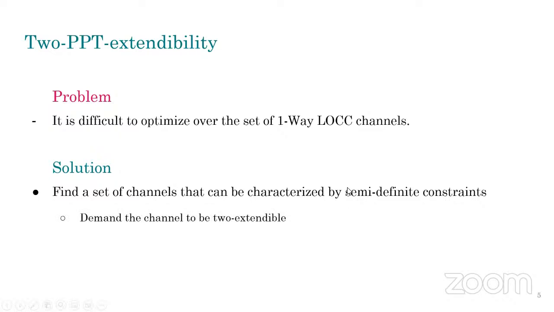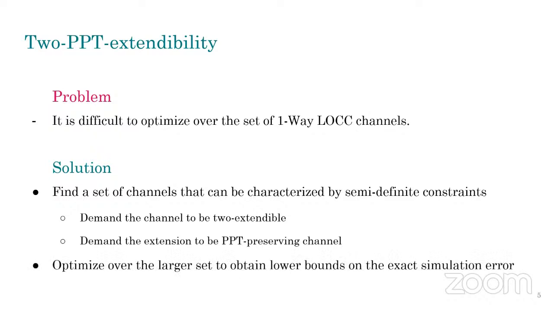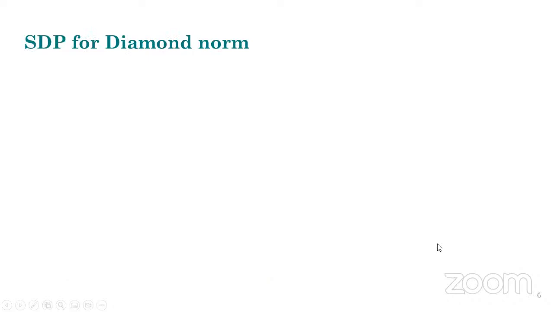So to find this set of channels, we demand that the channel be 2-extendable and that the extension be PPT preserving channels. So we know that 2-extendable channels contain the set of one-way LOCC channels, and so do PPT preserving channels. And so we want to look at a set that is as small as possible. And then we're going to optimize over this larger set, a relaxation of the set of one-way LOCC channels, and that will give us a lower bound on the exact simulation error.